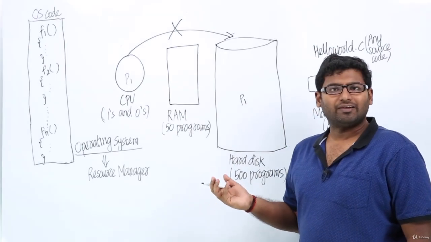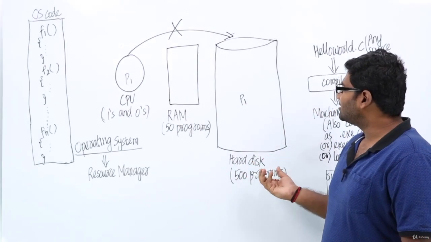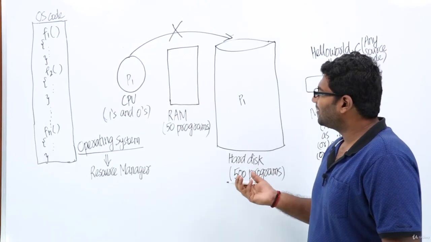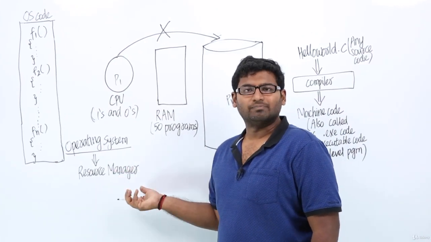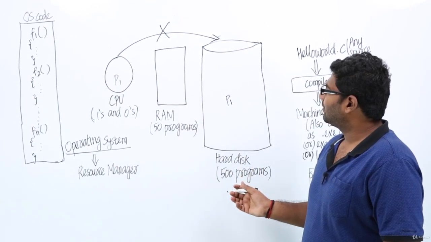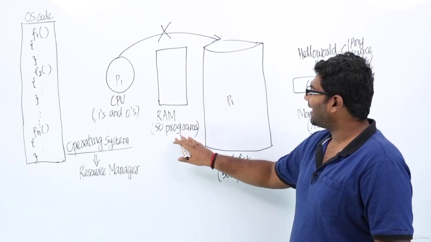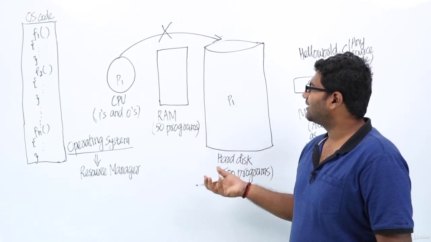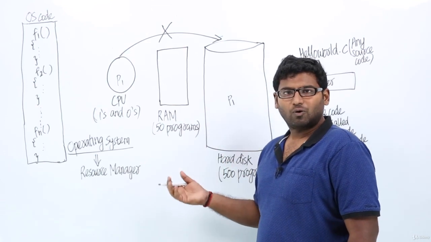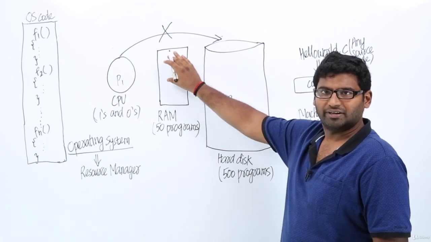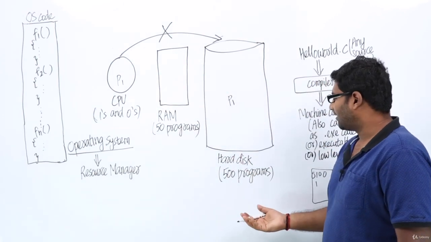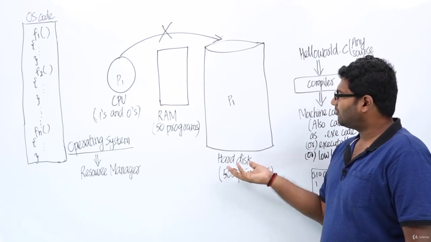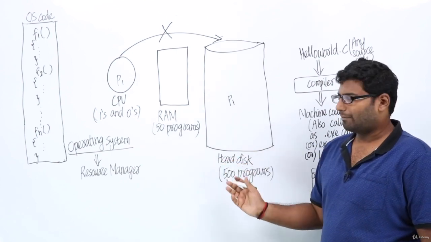So far we have seen how machine code is placed in the hard disk of a computer. Now let's see what we really mean by operating system. Let us assume that our RAM can hold a maximum of 50 programs, and that our hard disk can hold 500 programs, and as you know, the size of the hard disk will be larger than the size of RAM.